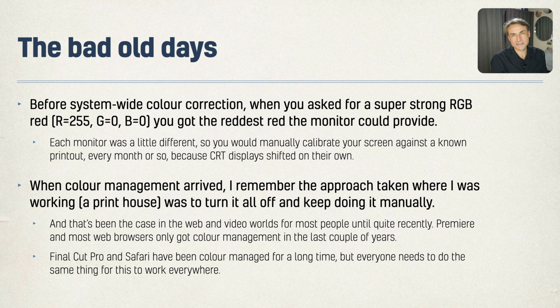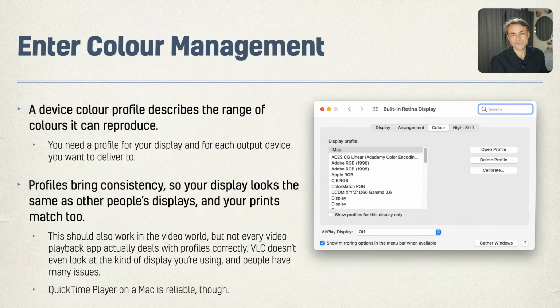But Safari and Final Cut Pro have been color managed for ages. The Mac system has been color managed since the 90s. So on the Mac at least, everything has been working well for a while. This hasn't been universal across all the Adobe apps. So Premiere has only had color management for I think the last year or two. And web browsers as well have only just recently got it. But all the Adobe apps have had it for ages.